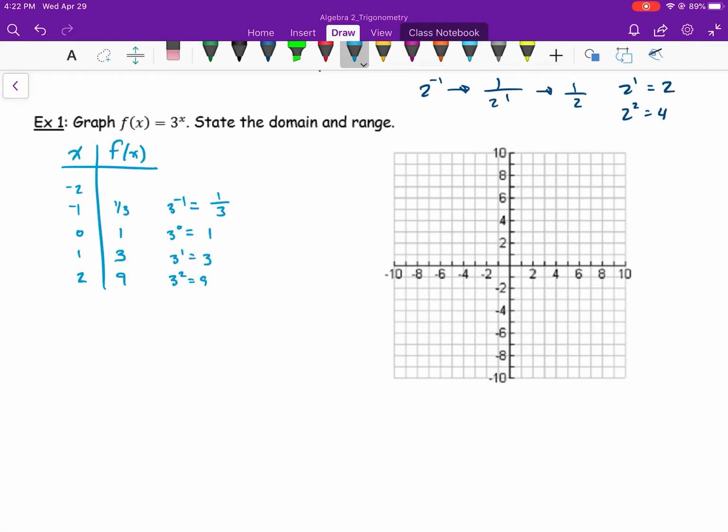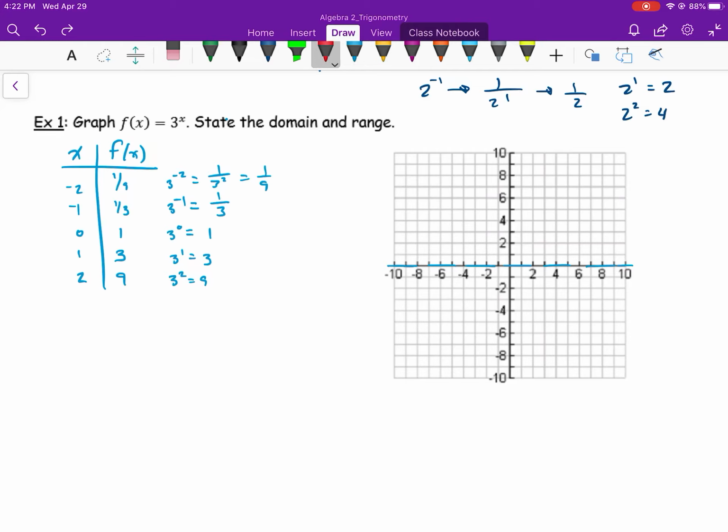Or 1/3, or 0.333. 3 to the negative 2 is 1 over 3 squared, which is 1 over 9. Okay, so I don't have any h or k's yet, so my horizontal asymptote will be here at 0, because k, like in rational functions, is our horizontal asymptote, and k would be 0 in this situation.